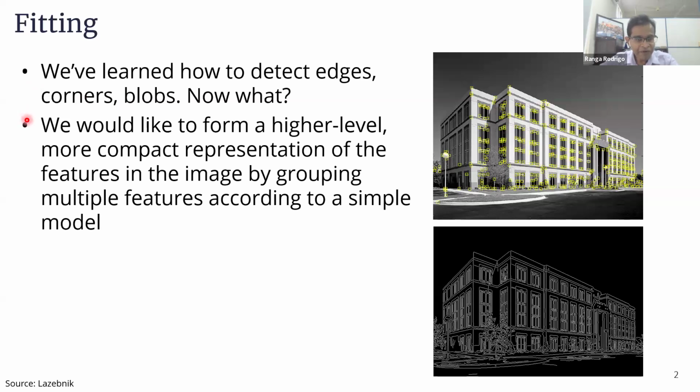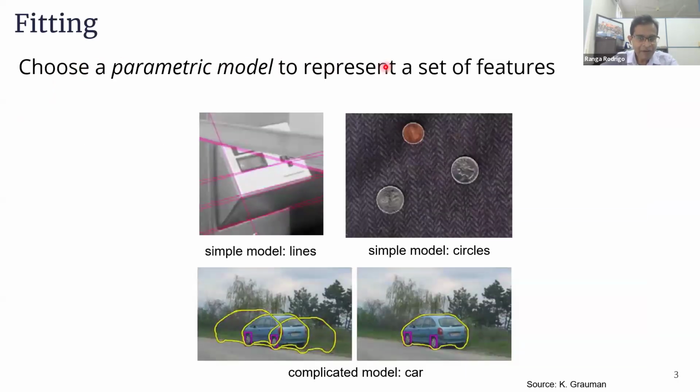We would like to form a high-level, more compact representation of the features in the image by grouping multiple features according to a simple model. Choose a parametric model to represent a set of features. For example, we can represent lines. Lines can be parameterized using the gradient and the intercept, those A, B, C, those three parameters. And we can fit circles, with center and radius.